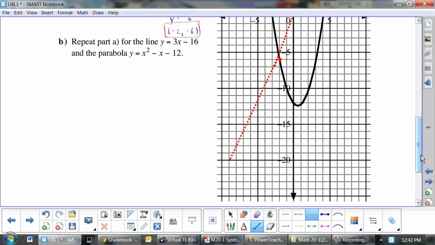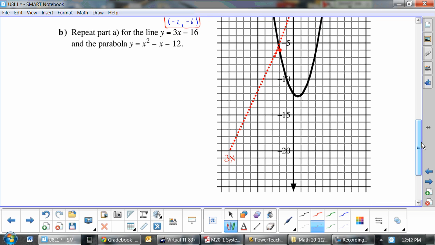And this line here, this one is 3x right there. Okay? So now they're asking us to do the exact same thing, except instead of 3x, we have 3x minus 16. So we know that because they both equal y, we can set the two equal to each other.